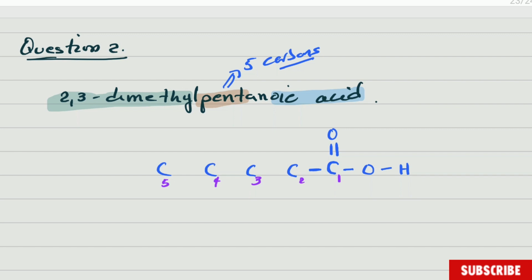And in carbon 2 and 3, they are 2 methyl. So in carbon 2, which is the second one here, you will have 1 methyl up. This one is C, H, H, H. And then in carbon 3 is another methyl. I'm going to draw it down here. So it's a C with H, H, and H.